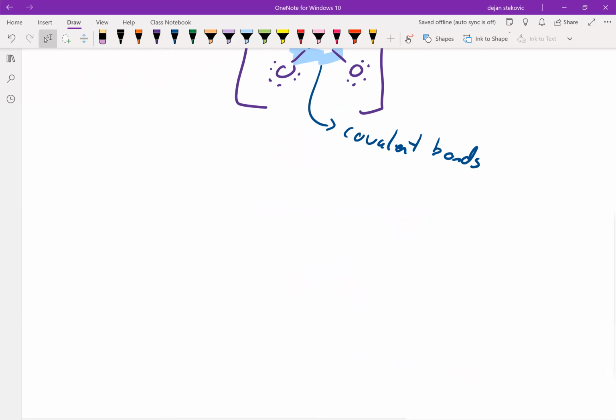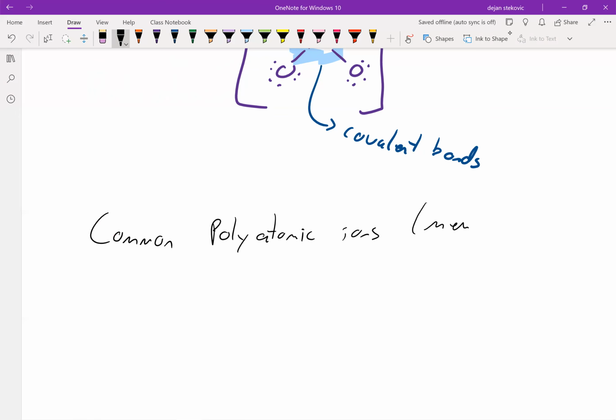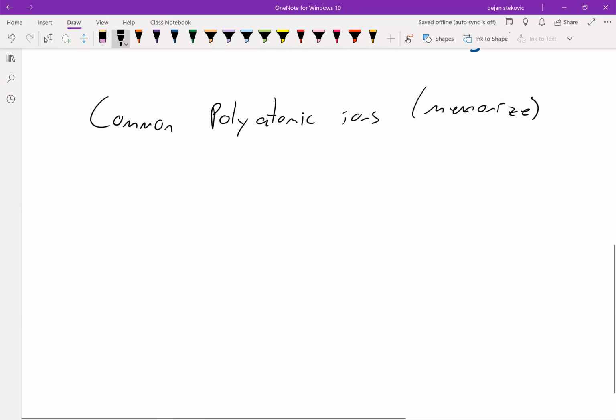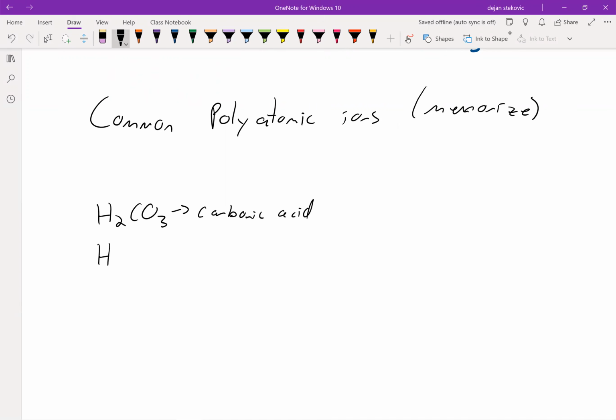Overall, we've got a whole lot of different common polyatomic ions. And for these, you just got to memorize them. So this is just going to be brute memorization and practice. So first off, start off with one that's not even an ion. I just want you to know it. H2CO3 is what's known as carbonic acid. So that one's the only one that's not actually an ion. The rest of them will be ions.